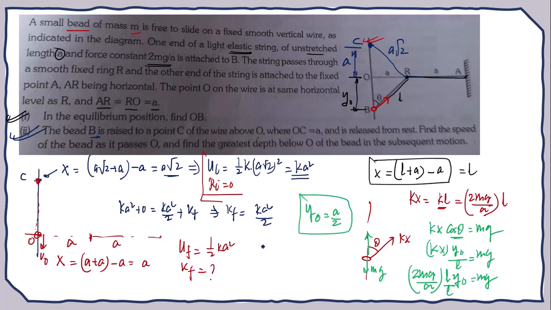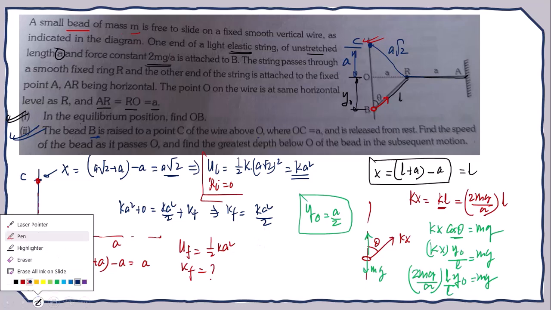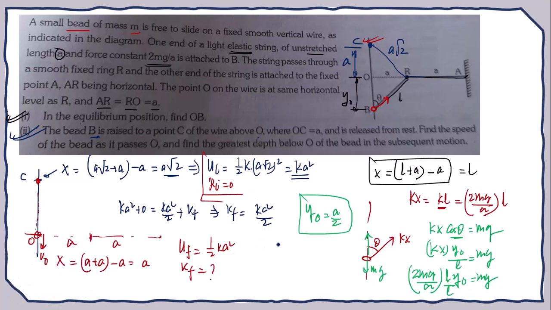Now put the value. k A square by 2, where k is equal to 2 mg by A. So it is equal to 2 mg by A into A square by 2. The 2 cancels out, so I got mg A. That should be equal to K final, which is half m V0 square. The m cancels out, so V0 becomes under root 2gA. So that is your answer. This is the speed with which the particle is crossing the point O. Hope you understand this.